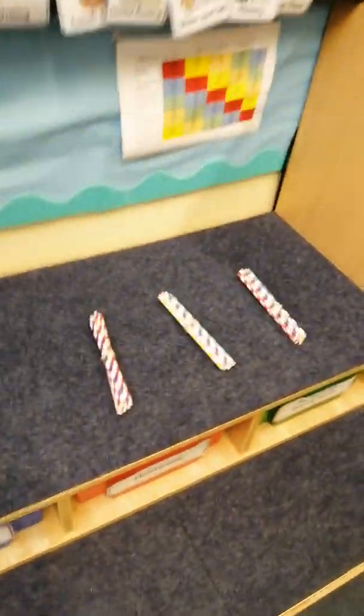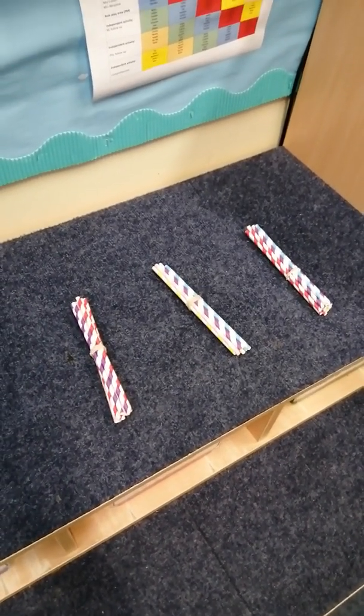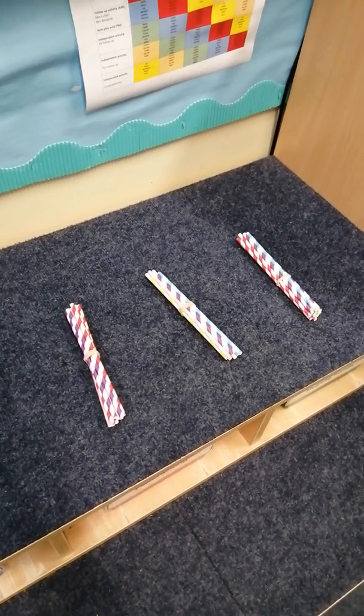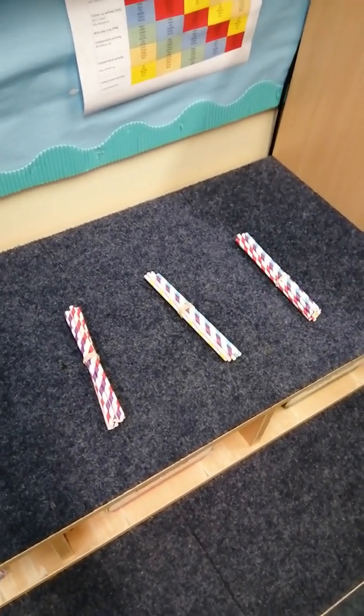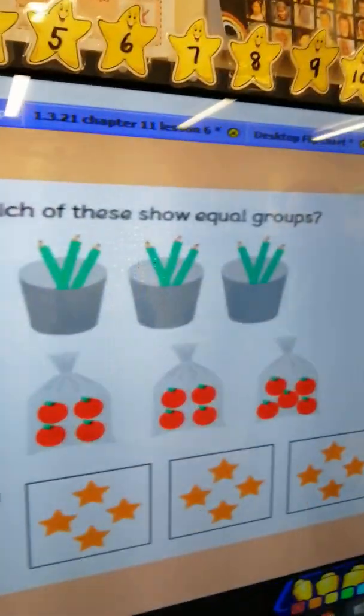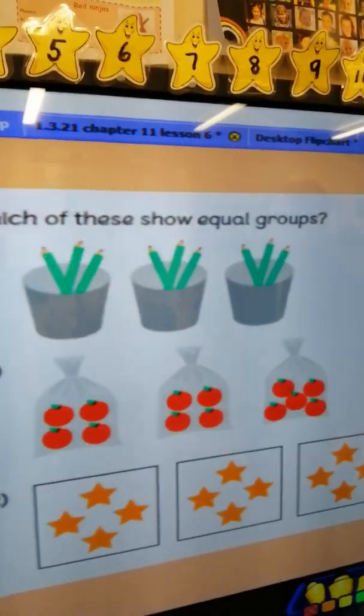I've made 3 equal groups. In each group, I've got exactly the same amount, and each group represents 10. So I've got 10 in this group, 10 in this group, and 10 in this group. Okay, so equal means the same amount. So what we now need to do is work out which of these show equal groups.